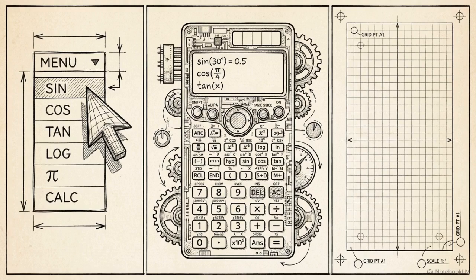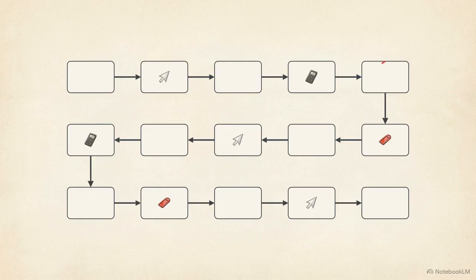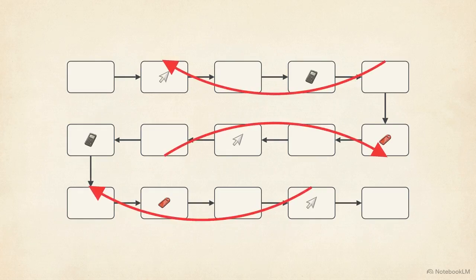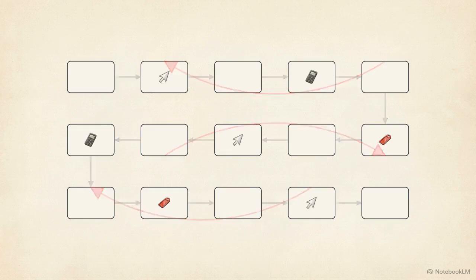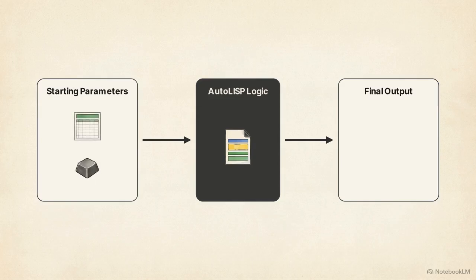Consider the standard drafting loop. You navigate a ribbon menu, calculate your geometry, select a tool, draw the shape, and then assign the correct layer. This 15-step flowchart visualizes the manual workflow, with looping arrows representing repetitive menu navigation. Watch an AutoLISP routine handle the same task. The flowchart collapses into a straight two-step line. Enter starting parameters, and the script yields the final output.